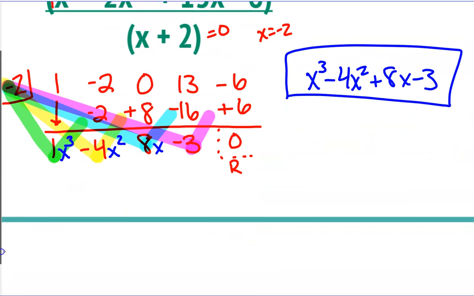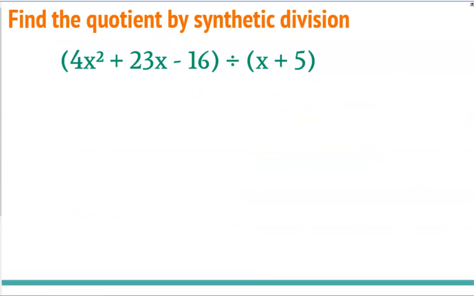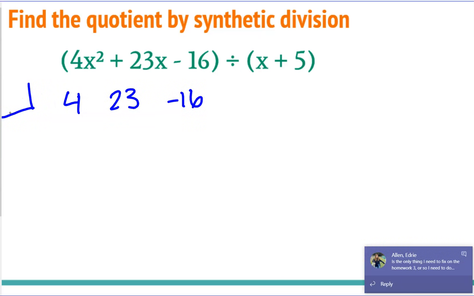All right. I am going to show you what we need to do if we do get a remainder, and that's going to happen in this next one for us. We have 4x squared plus 23x minus 16 divided by x plus 5. So coefficients, we have standard form here, x squared, x, and a constant, so we're good. We're not missing anything. Coefficients are going to be 4, 23, and negative 16. Our number in the ledge or the magic box is going to be, make this equal to 0. So that gives me x equals negative 5. So we have negative 5 right here.